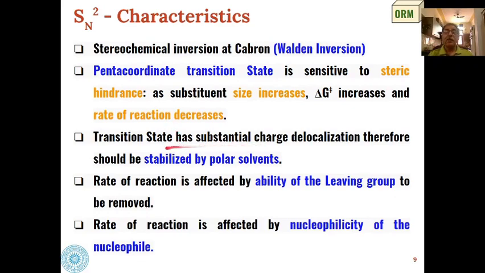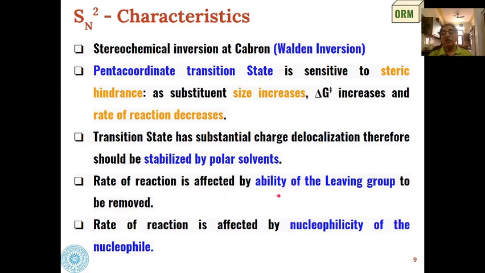Then the transition state has substantial charge delocalization, and because of this charge delocalization, it will be stabilized by polar solvents. So that means the rate of SN2 reactions will be higher in polar solvents, which we will see in the subsequent slides also.